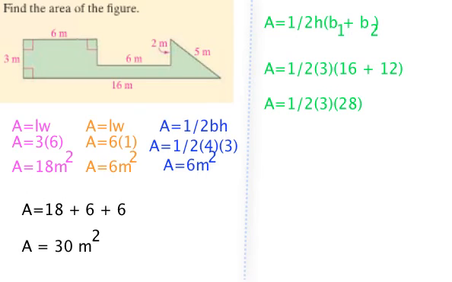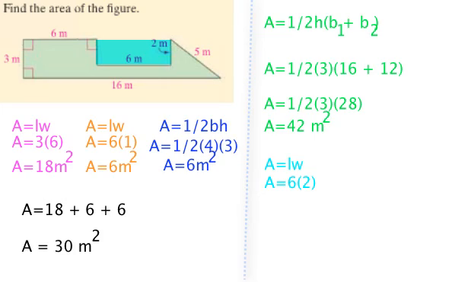16 plus 12 is 28. So we have A equals 1/2 times 3 times 28. So the area of the large trapezoid is 42 meters squared. Now we need to find the area of this rectangle so that we can subtract it from the area of the large trapezoid. So the length and the width of this rectangle is 6 and 2.